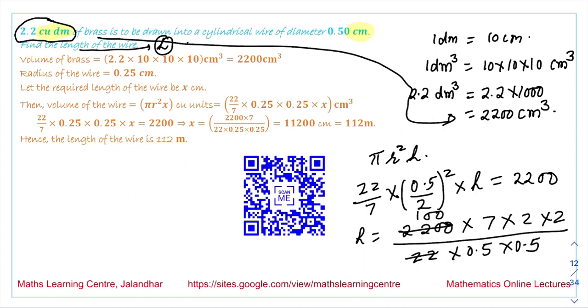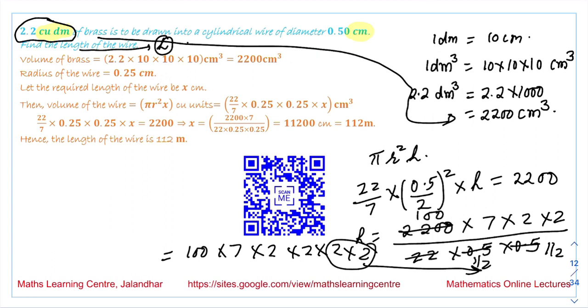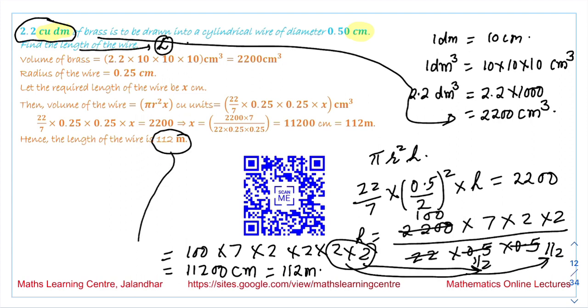So the answer that we will get, when we write this 0.5 as 1 by 2, this 0.5 as 1 by 2, these 2 will come over here. So we are left with 100, 7, 2 into 2 into 2 into 2. These 2 values are coming from here. So the final answer that you will get is 11200 centimeter. When we convert them to meter, it is 112 meters. So the length of the wire is 112 meters.